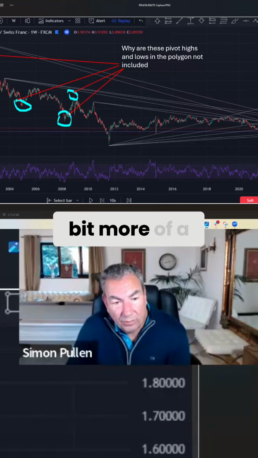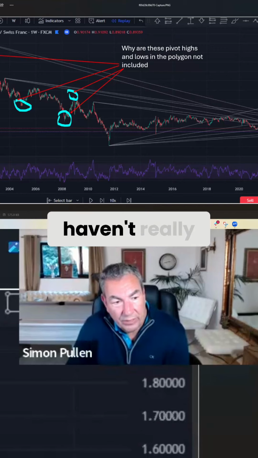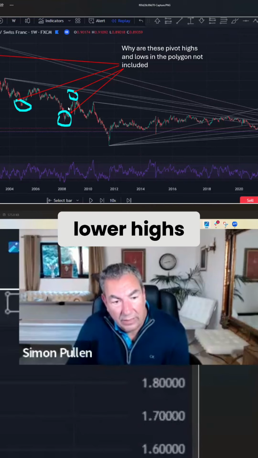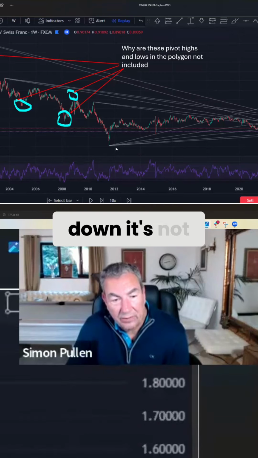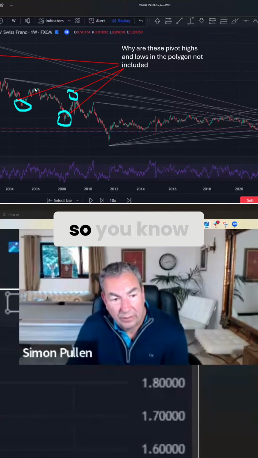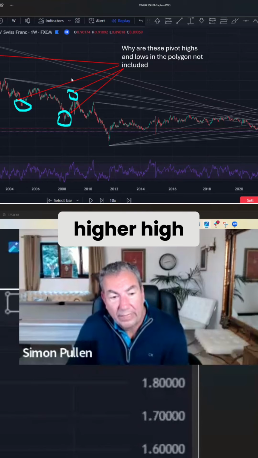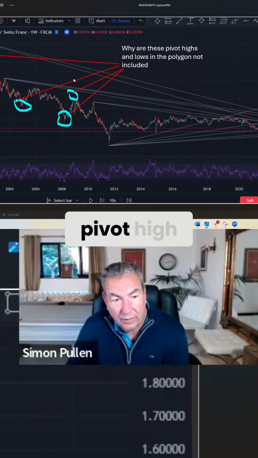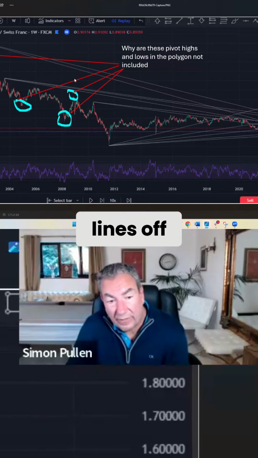If we had a bit more of a break of structure, so you see that we haven't really broken structure here. We've got this move, and all this is doing is just making lower highs and lower lows all the way down. It's not anything major. If we had something where one of these pivot highs shot up and broke structure and was up here somewhere, so we're not making a lower high than this one, we're making a higher high, then suddenly that's a very significant pivot high. And so then I'll be drawing lines off that one as well.